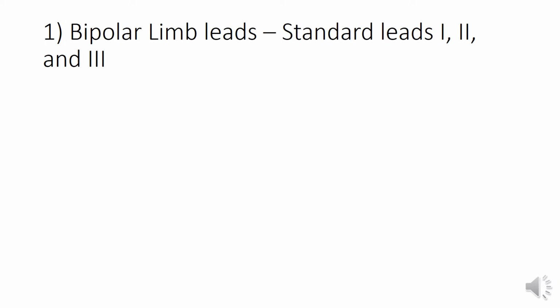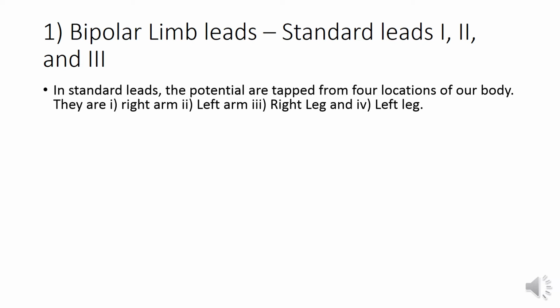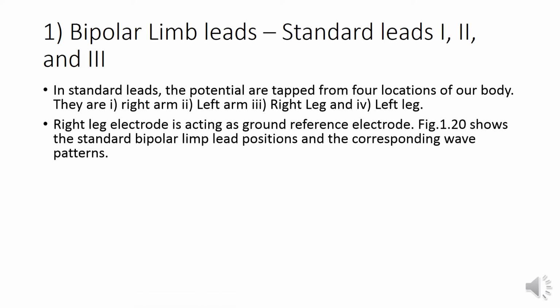Next is the bipolar limb leads. In these bipolar limb leads, the leads are categorized into first, second and third categories. For the standard leads, the potentials are tapped from four locations of our body: right arm, left arm, right leg and left leg. The right leg electrode acts as the ground reference electrode. In this figure, the standard bipolar limb lead positions and corresponding wave patterns are shown.